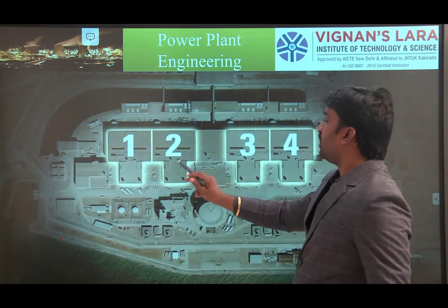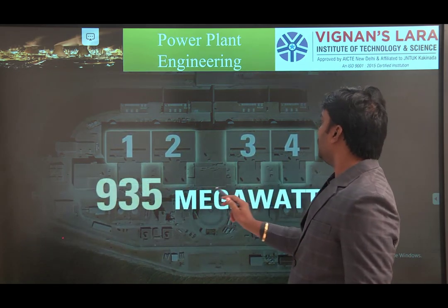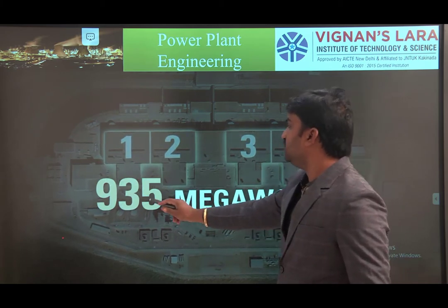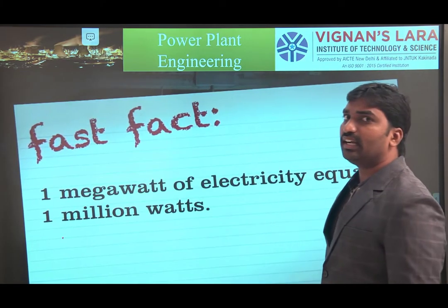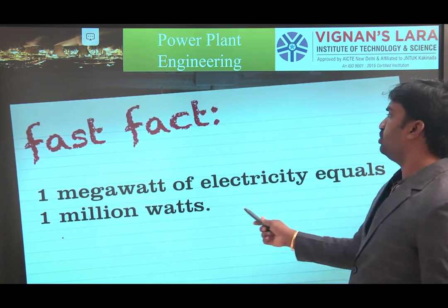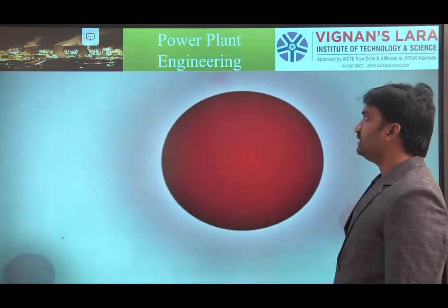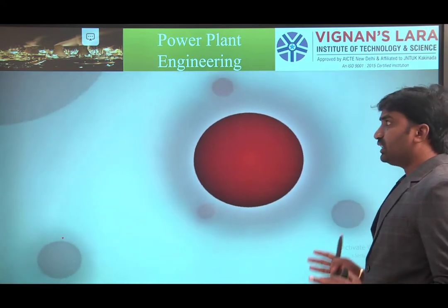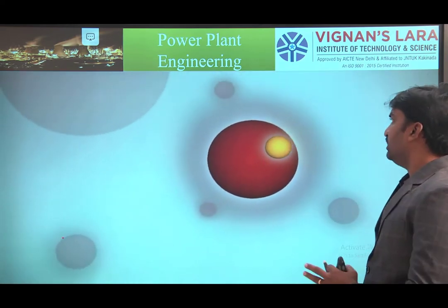So in total, 4 nuclear reactors are being used, and each reactor has a capacity of 935 megawatts. 1 megawatt of electricity equals 1 million watts. Okay. So here the important thing is the nuclear reactors.